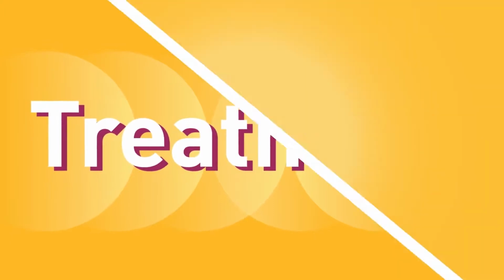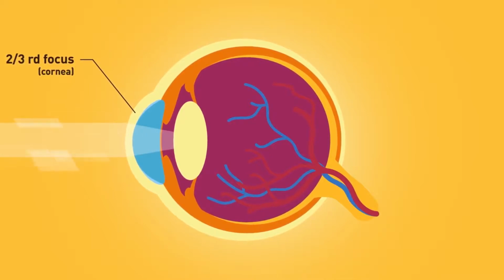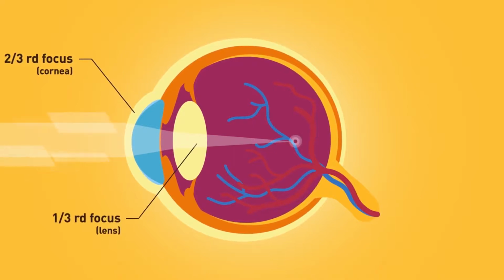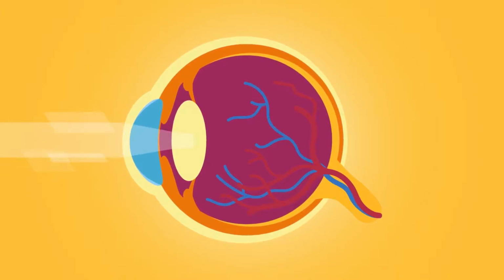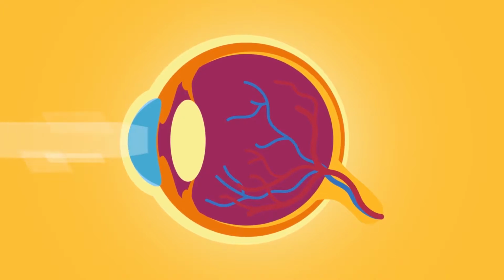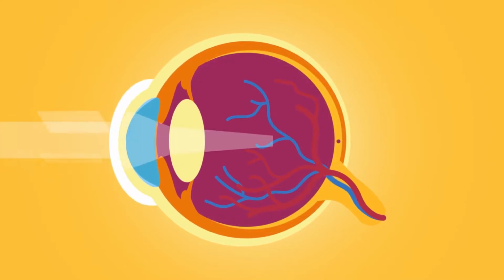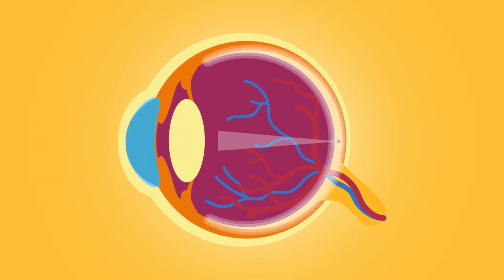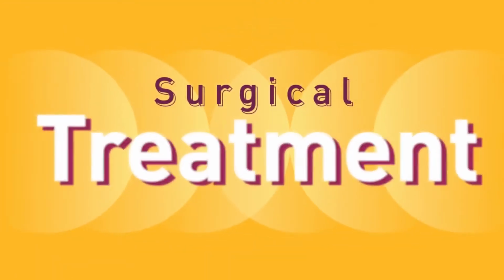Treatment. Unlike the camera, maximum 2/3 of focusing in an eye is done by the transparent front part, the cornea, while the rest, 1/3, is done by the lens. So, while treating these patients, we have to decrease the focusing power of the eye so that the image is formed on the retina instead of in front of it. This can be done by using either a diverging lens like glasses, contact lenses, or some surgical procedure.